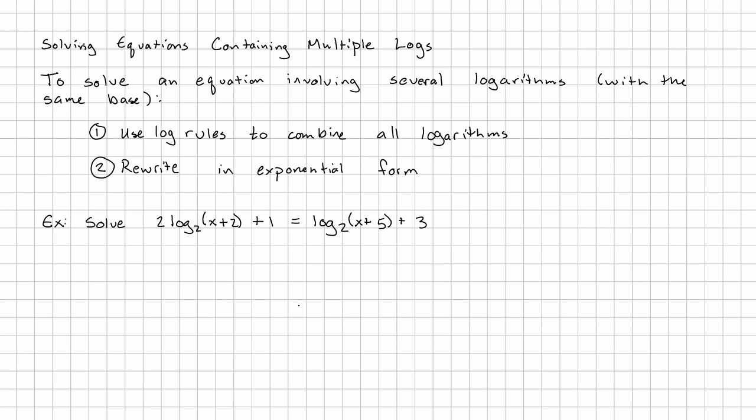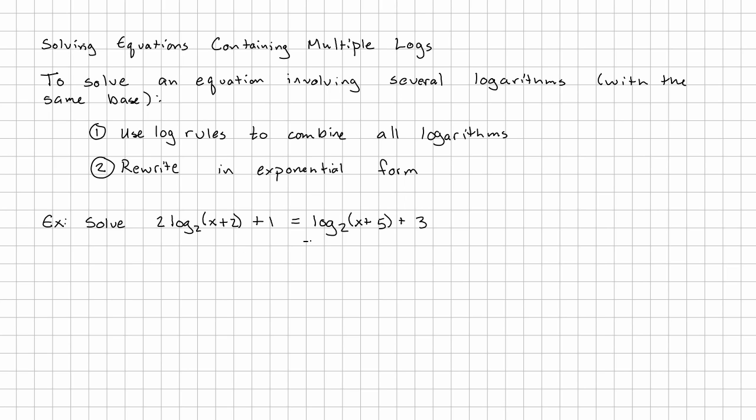Suppose we want to solve this equation. 2 times the log base 2 of x plus 2, plus 1, equals the log base 2 of x plus 5, plus 3. Now, in order to be able to combine all of the logs, we're going to want all of the logs on the same side of the equation. And in order to be able to rewrite in exponential form, we're going to want all of the numbers on the same side of the equation. So let's start with that.